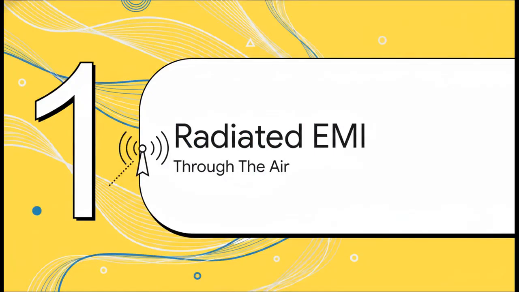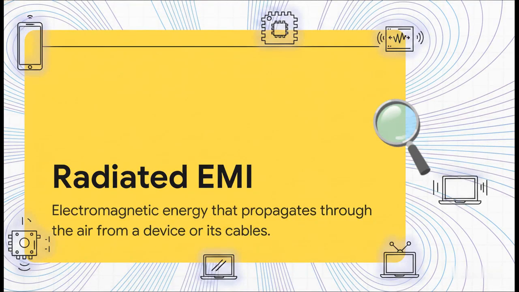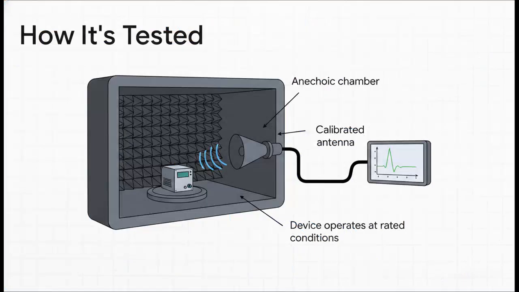First up, radiated EMI. This is the energy that escapes your device and just propagates right through the open air. To put it simply, it's unwanted electromagnetic energy coming from your device or its cables and just radiating outwards. This is the exact kind of interference that can mess with other electronics nearby without any physical connection at all. So how in the world do you catch this invisible energy? Well, you put the device into what's called an anechoic chamber. It's a special room that's totally shielded from any outside radio noise, creating this super silent environment. And inside, a big calibrated antenna listens for any energy your device is emitting. And a spectrum analyzer shows you exactly which frequencies are the problem.